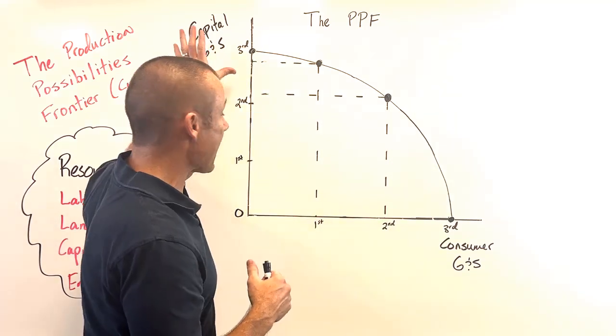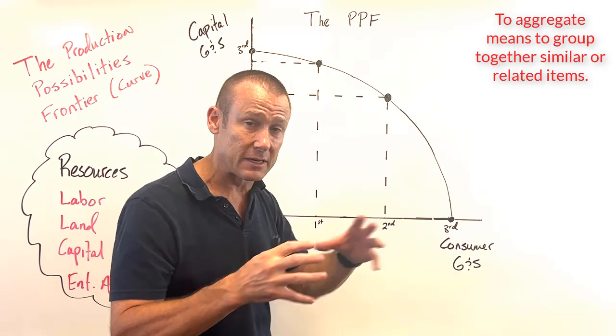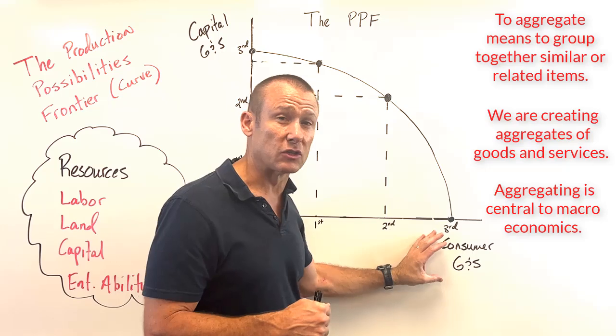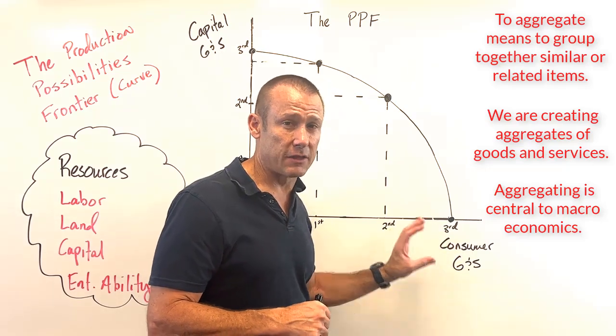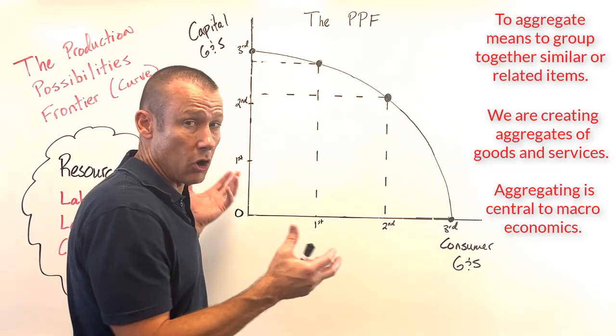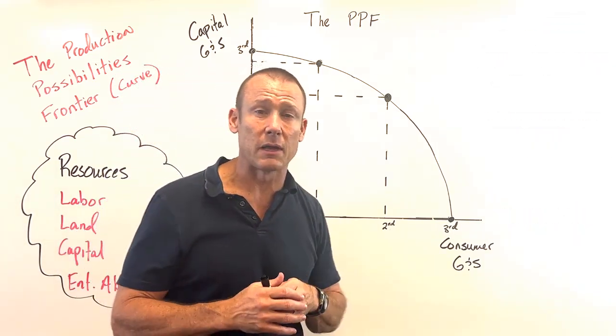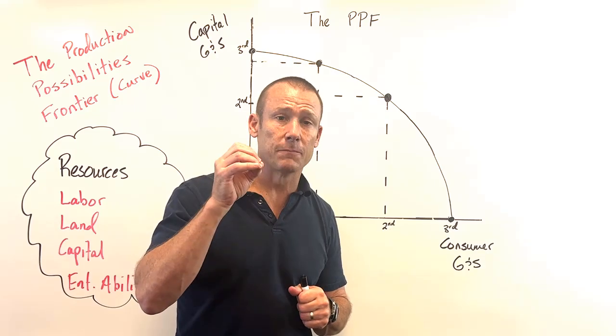Well, only if I aggregate, right? And that's what macroeconomics does. It aggregates things. So we're aggregating all capital goods on one axis and consumer goods on the other axis. Hey, that's pretty much all goods for the most part. Now we've got the whole economy. That's what macroeconomics is focused on, the entire economy.